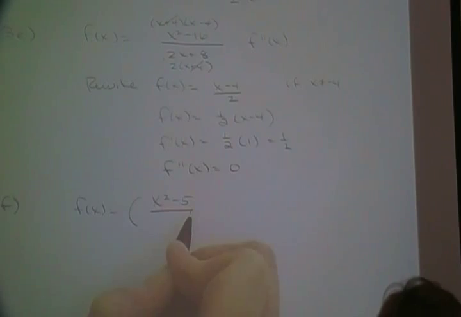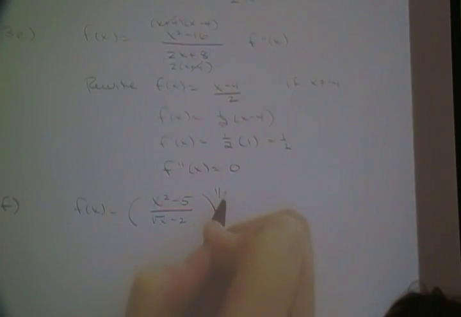3f. Now this one is the bugger. This one is not going to be very simple. So let's take a look at it. And if we can do this, we can do anything. So what I have is this function x squared minus 5 over the square root of x minus 2, and it's all to the 1/2 power. And I just want the first derivative.